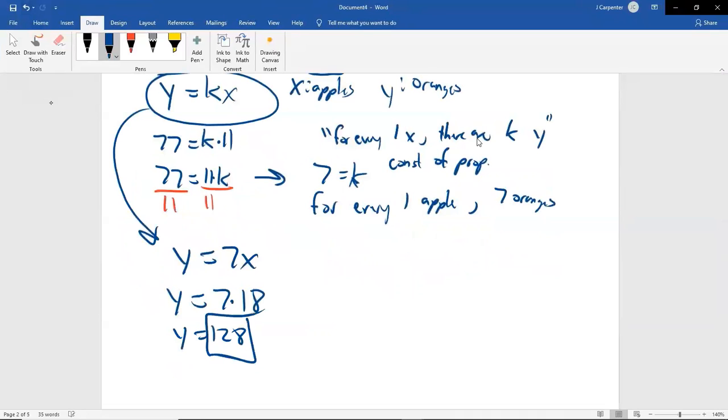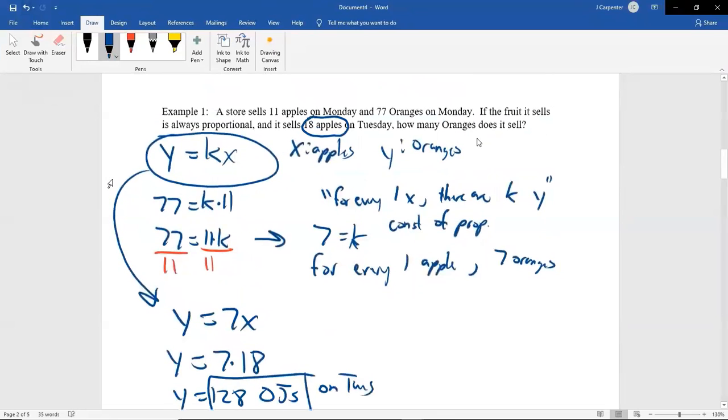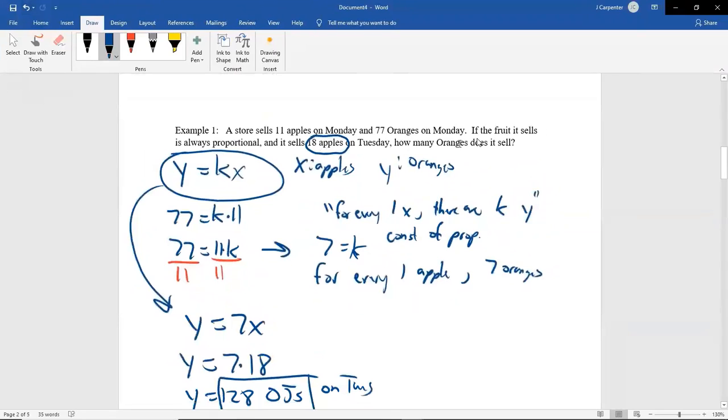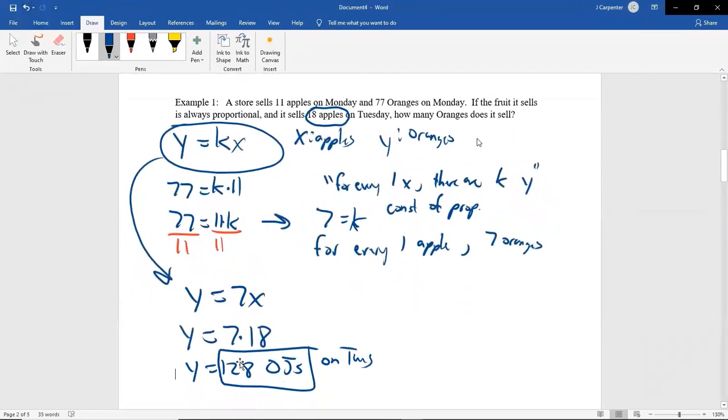So it's not just 126 is the answer. That's wrong. It's not wrong, but it's wrong in a quantitative sense. It's 126 oranges. That's the real answer, and you can even be more specific on Tuesday. So if it sold 18 apples on Tuesday, how many oranges did it sell on Tuesday? 126. Now remember that if one thing goes up, the other thing should go up with this idea of direct proportionality. So we went from 11 to 18 apples, which is us going up, and we went from 77 to 126 oranges, which is us going up. So that makes sense.